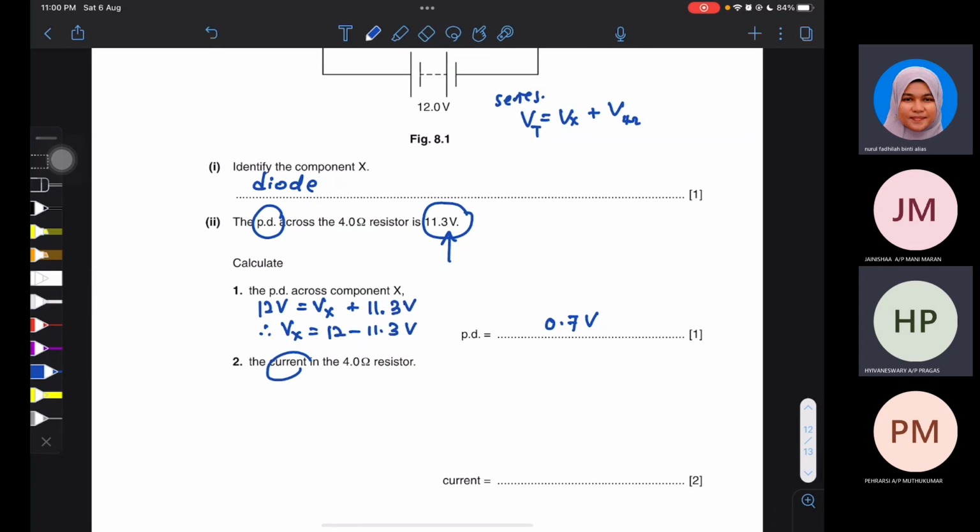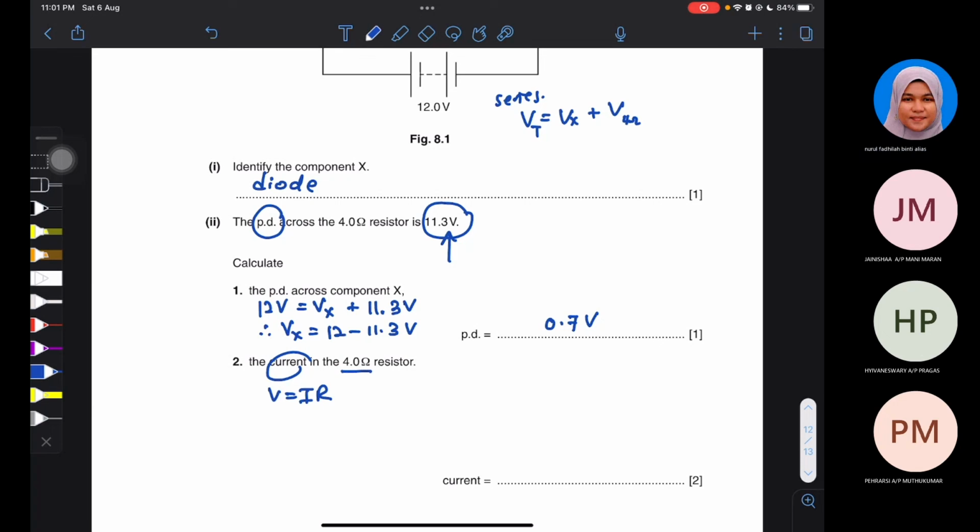Okay, the current in 4 ohms. So ini pun tak susah lah. Jadi kita dah banyak kali guna formula-formula yang sama. So nampak tak? Bila you all banyak buat latihan, lama-lama you all akan ingat the formula. Jadi V equals to IR, dapat berapa?